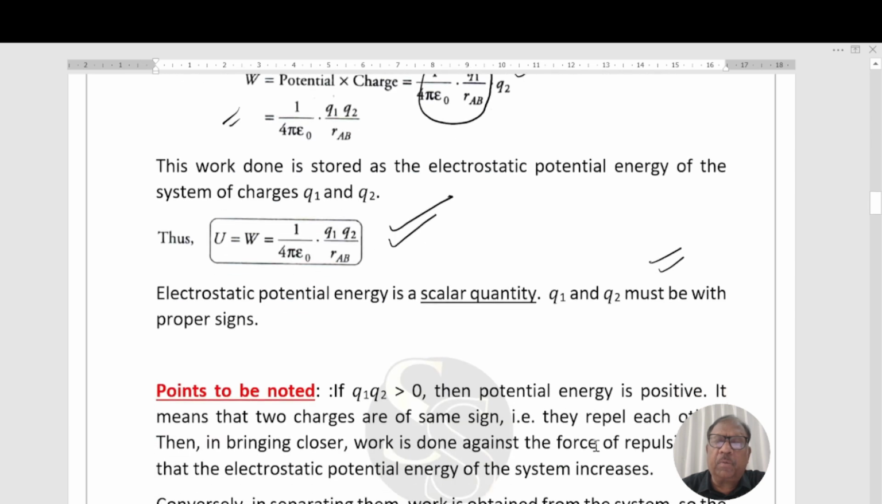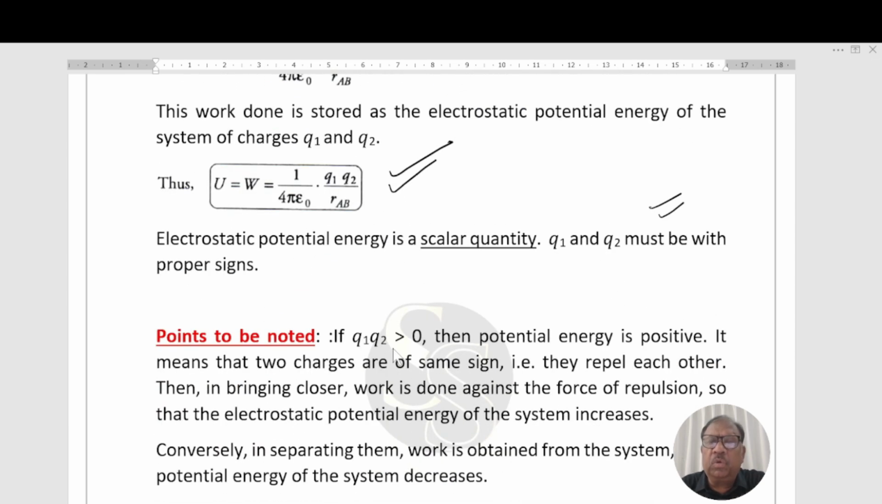Important points to be noted. If Q1 Q2 is greater than 0, then potential energy is positive. It means the two charges are of the same sign, they repel each other. Then in bringing them closer, work is done against the force of repulsion. So the electrostatic potential energy of the system increases. Conversely, in separating them, work is obtained from the system, so potential energy of the system decreases.